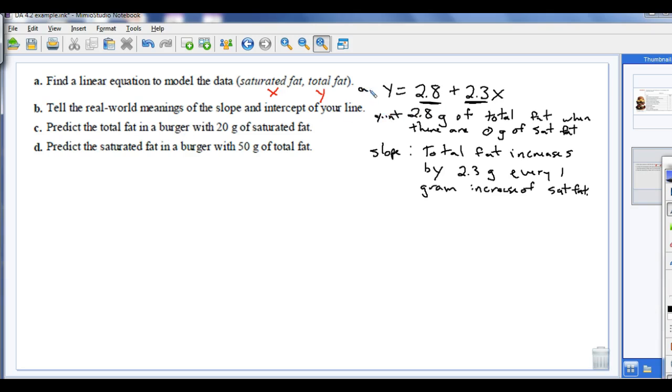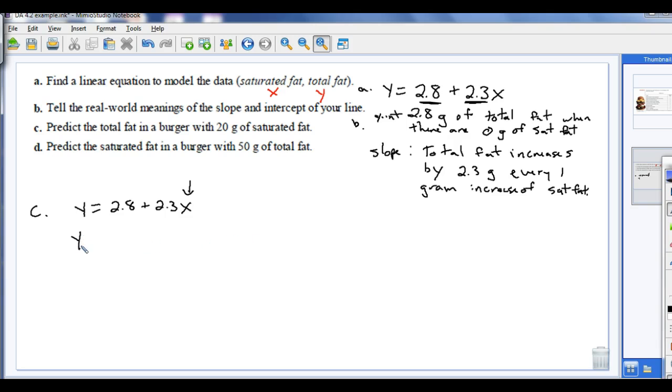So there's part A, this is part B. Now let's do part C over here. Predict the total fat in a burger with 20 grams of saturated fat. So I'm going to use my equation y equals 2.8 plus 2.3x. And then I'm going to plug in 20 for this x, because the x stands for saturated fat, so that's where I'm going to replace it.